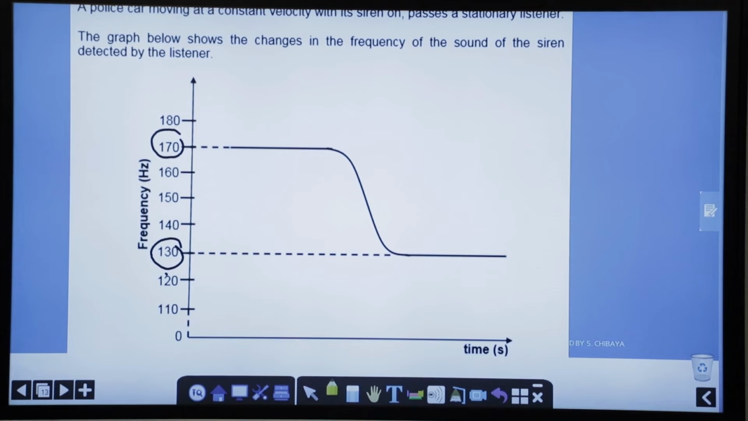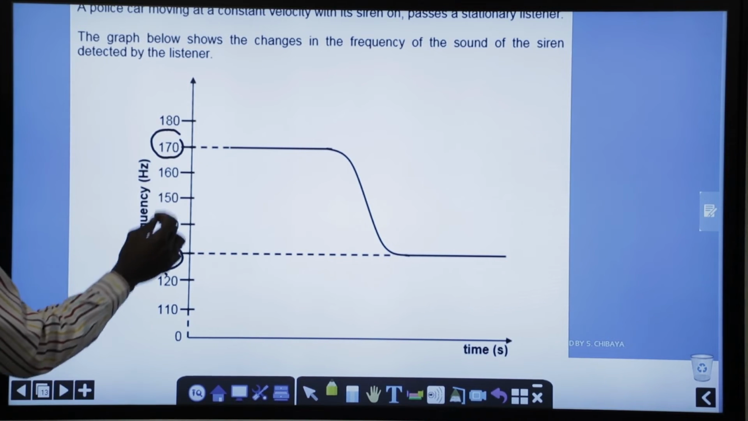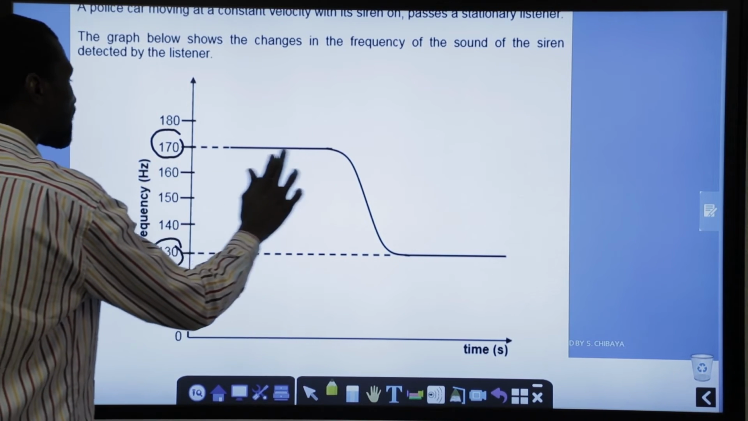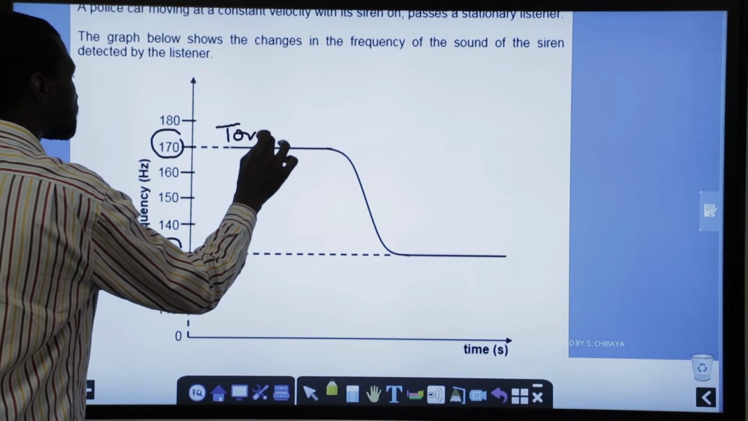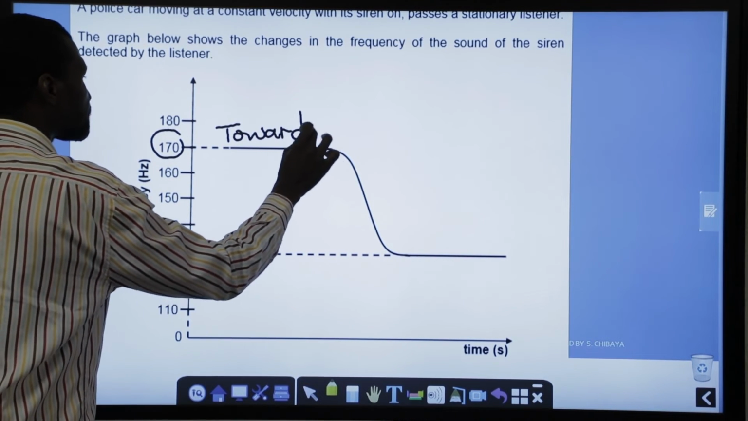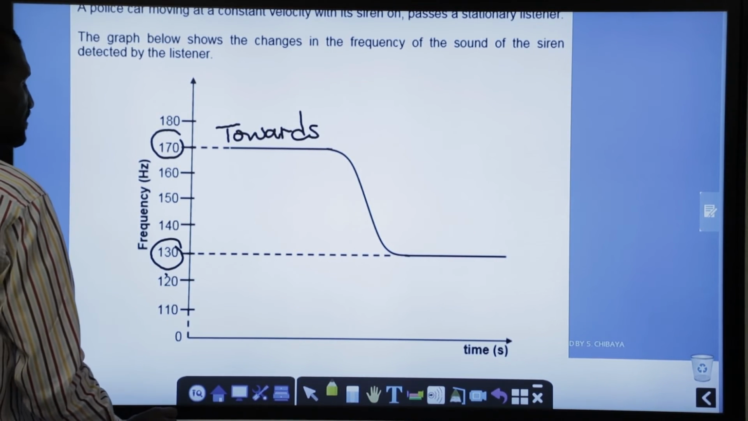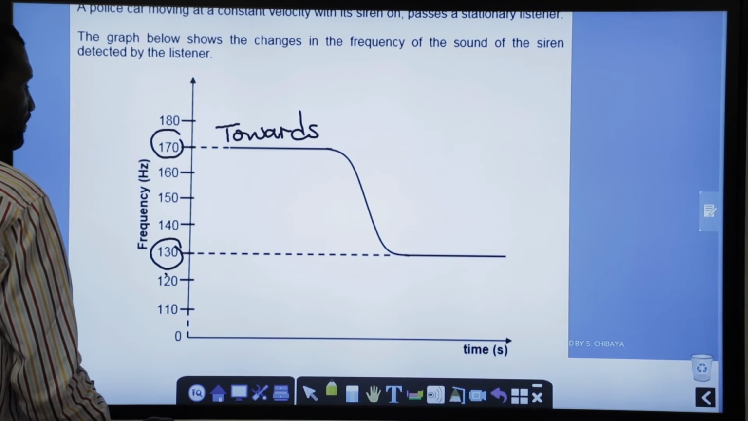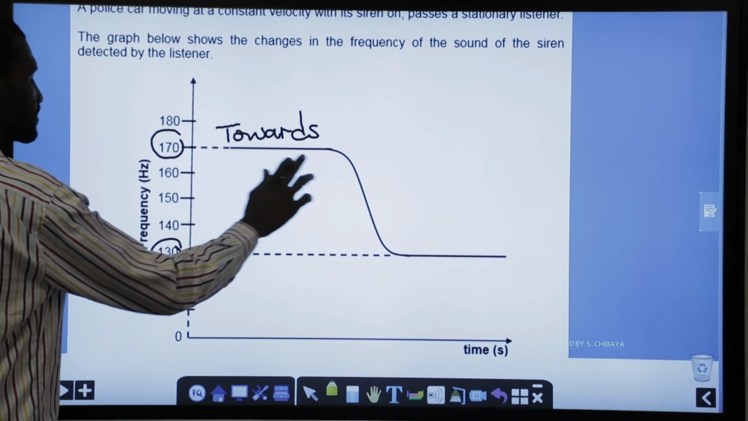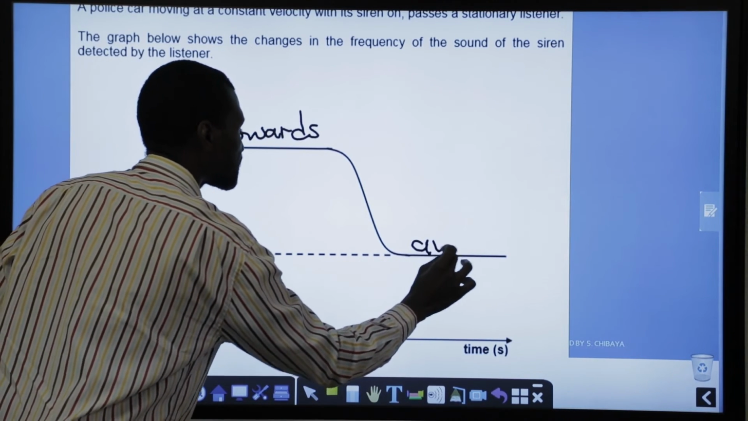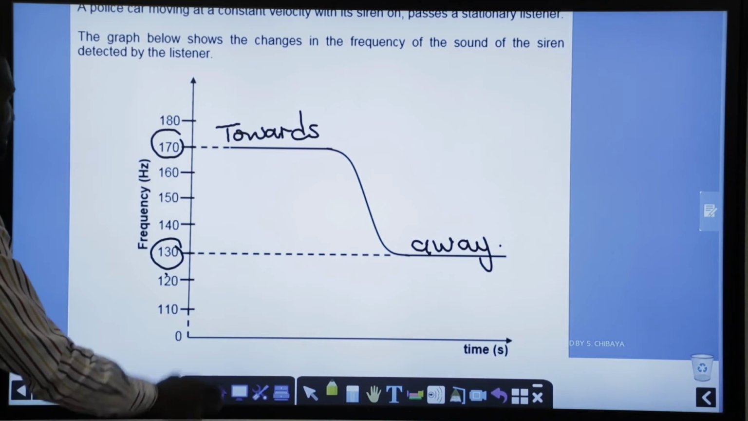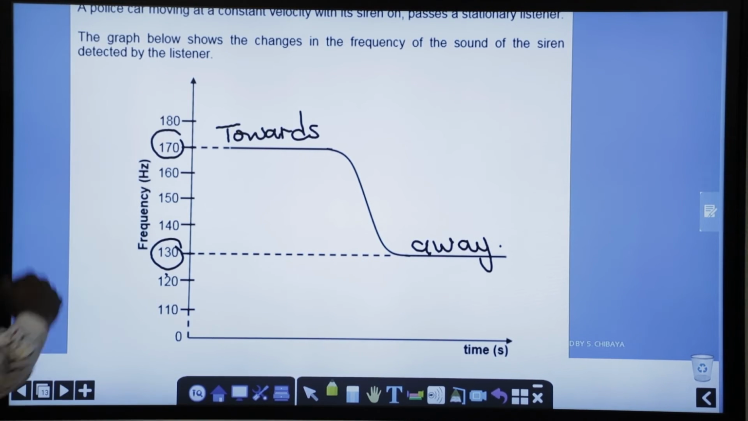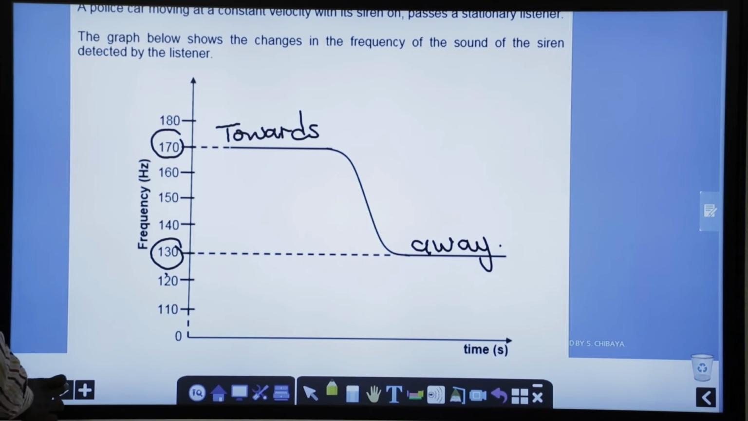What do you think this graph shows us? Okay, I think this graph is showing us a high frequency when it's moving towards the listener, and low frequency when moving away from the listener. So I've got an understanding of my graph that's showing the change in frequency of the sound of the siren detected by the listener.